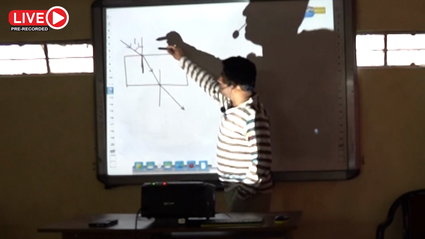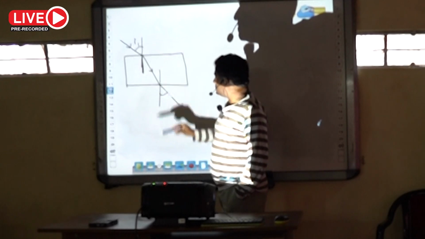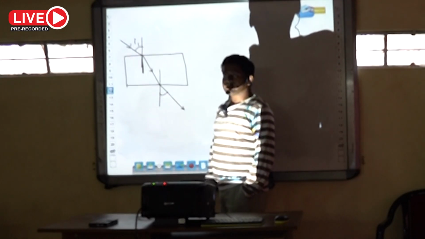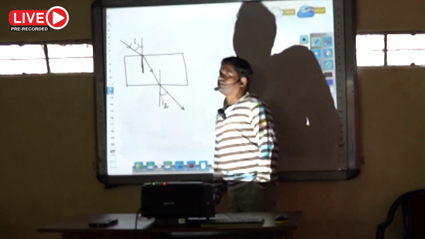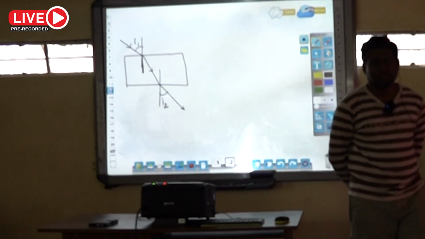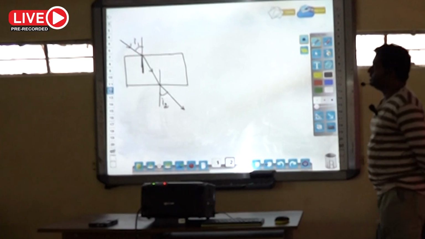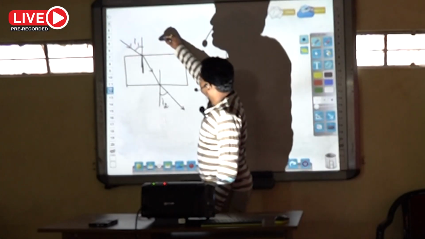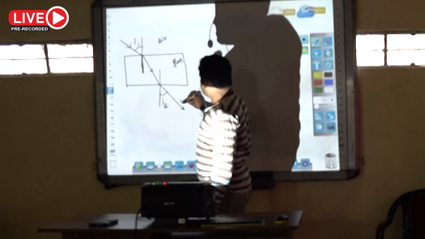Okay, this angle is called the angle of incidence, and this angle, which is actually the angle of refraction for the second surface, is written as I2, called the angle of emergence. Now, this medium is air. This is glass. This is again air on this side.